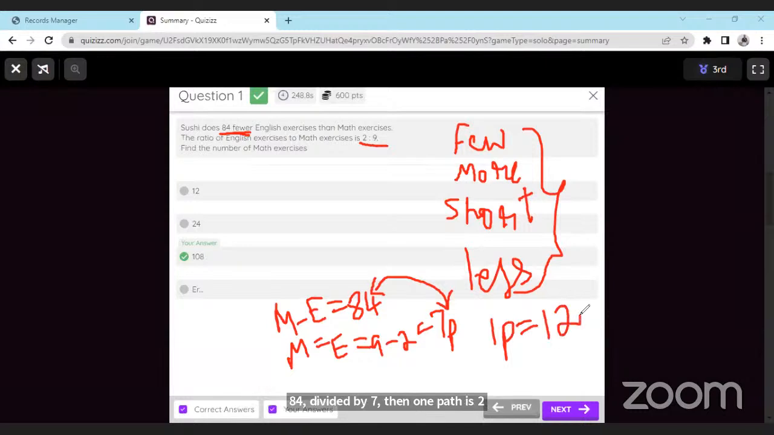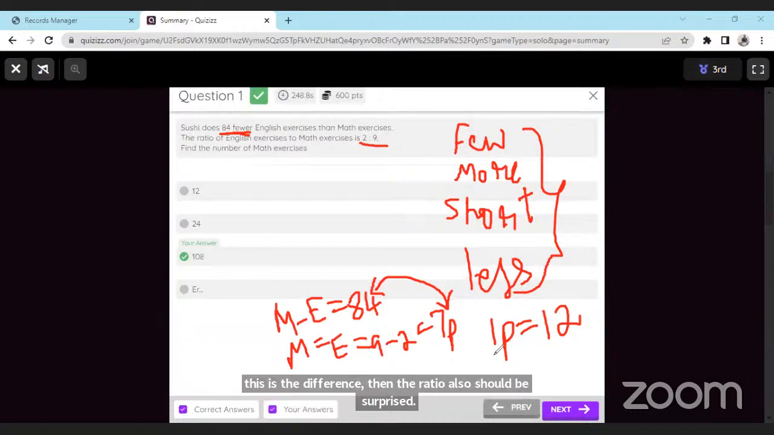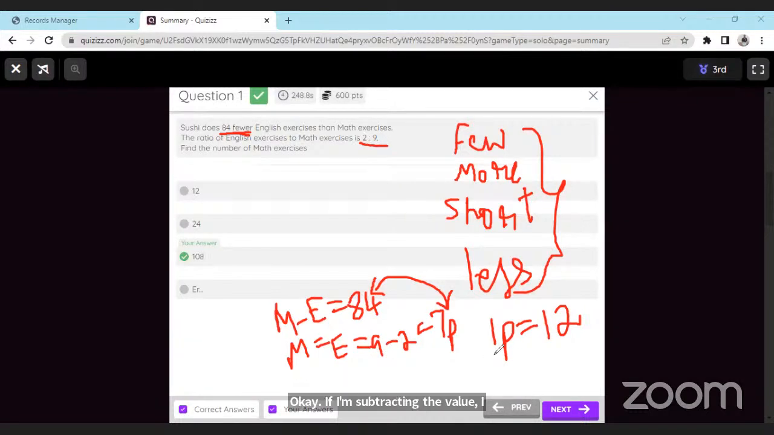That's all. There is nothing called a formula. It's just a concept. If this is the difference, then the ratio also should be subtracted. If I'm subtracting the value, I have to subtract the ratio also. That is the way to find the proportion.